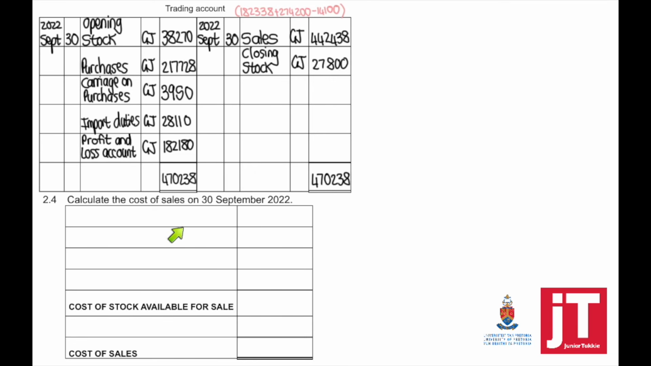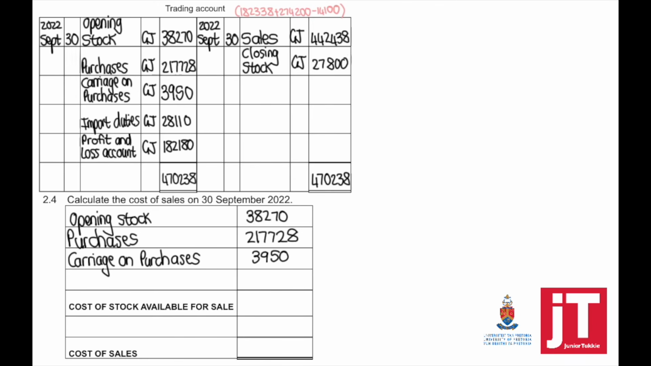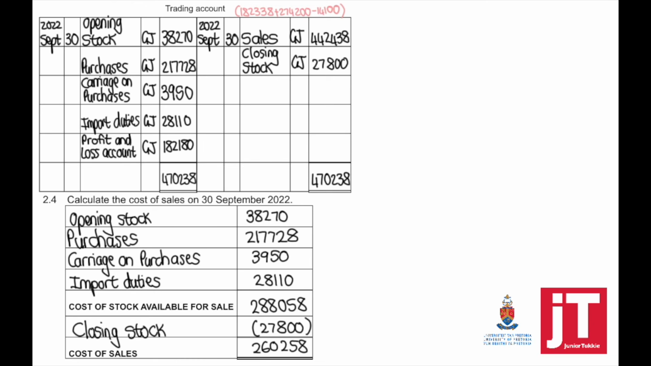So now they've asked you specifically to complete it in this format. So again, to calculate your cost of sales, it's your opening stock plus the purchases plus carriage on purchases plus any other additional cost, which is now import duties, equals cost of stock available for sale. What do we need to subtract from that? Our closing stock. It must be shown in brackets. That equals my cost of sales. Make sure that you know this calculation.